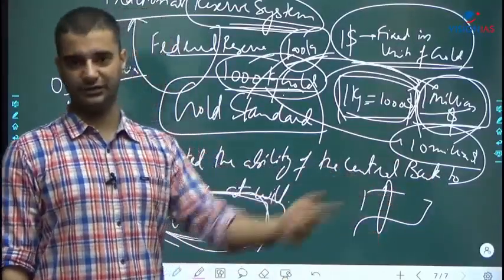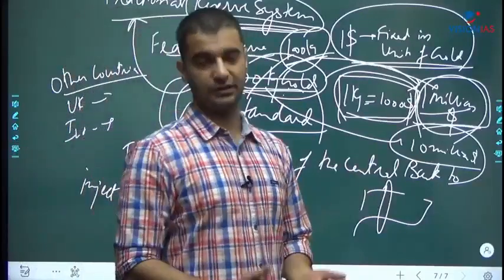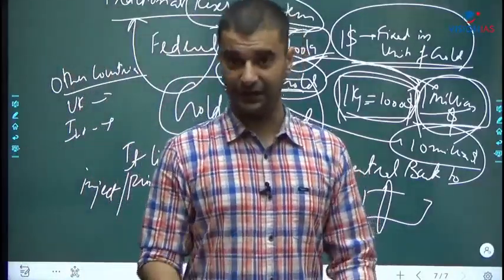So government would have to do this. Okay? So when bond matures, government has to pay back with interest. It has to pay back.